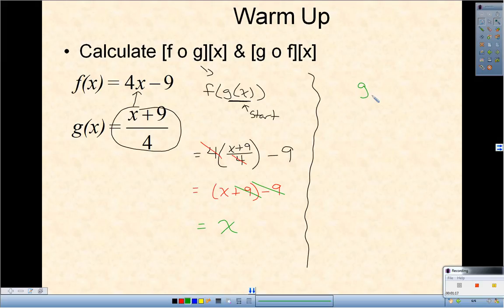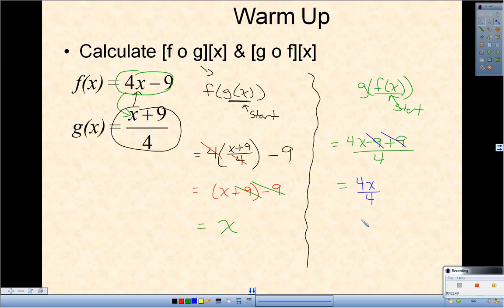In order to do g∘f, I'm going to do g of f of x, so I'm going to start with my f function, and I'm going to plug that into my g function. So what I'm going to have here is (4x minus 9 plus 9) over 4. I noticed that my negative 9 plus 9 is 0, so that's going to leave me 4x over 4. And I also noticed that 4 divided by 4 is 1, so that will leave me 1x, or just x. So my value for f∘g is x, and my value for g∘f is x also.